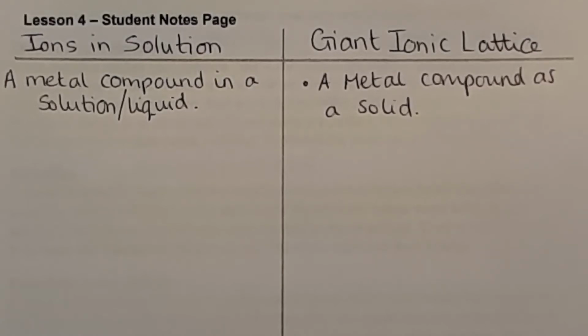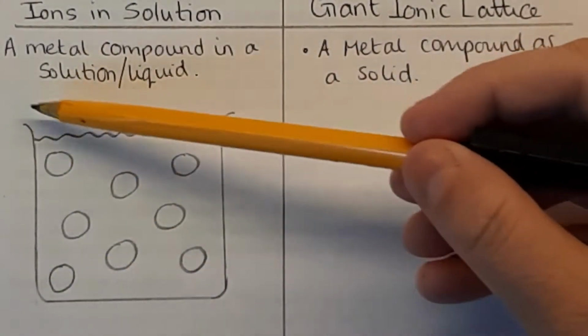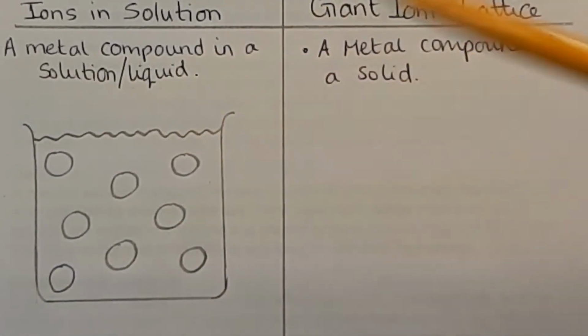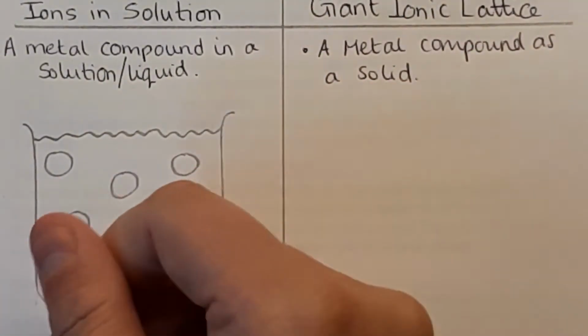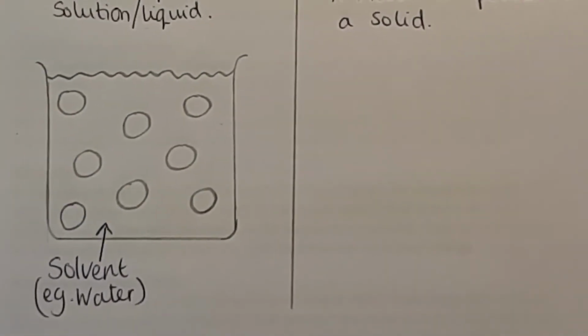Now we're going to draw some diagrams to show this, which you will need to copy out. So here, using a pencil and a ruler, I've drawn a beaker, and inside my beaker I have a solvent. My solvent could be a variety of substances, such as water.